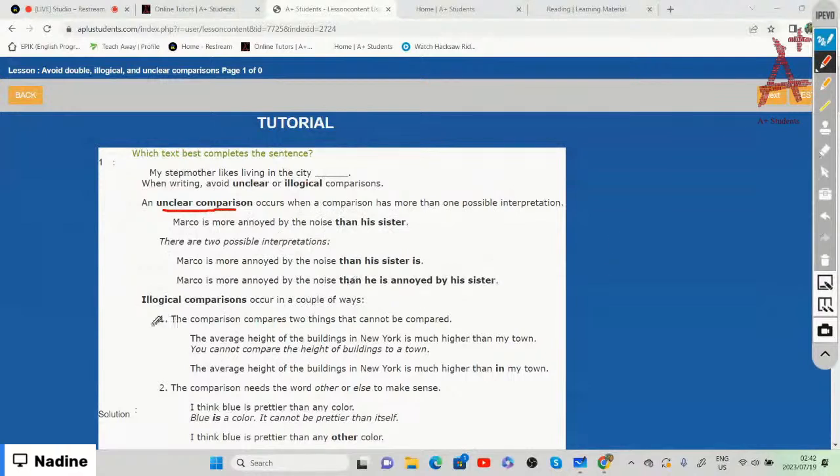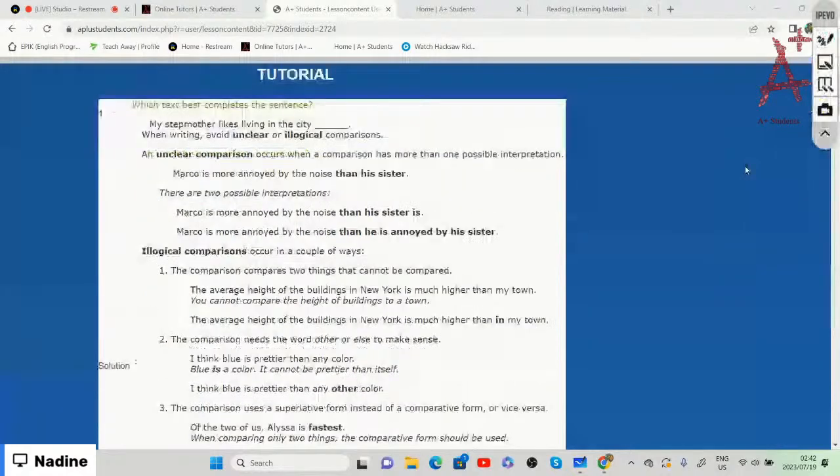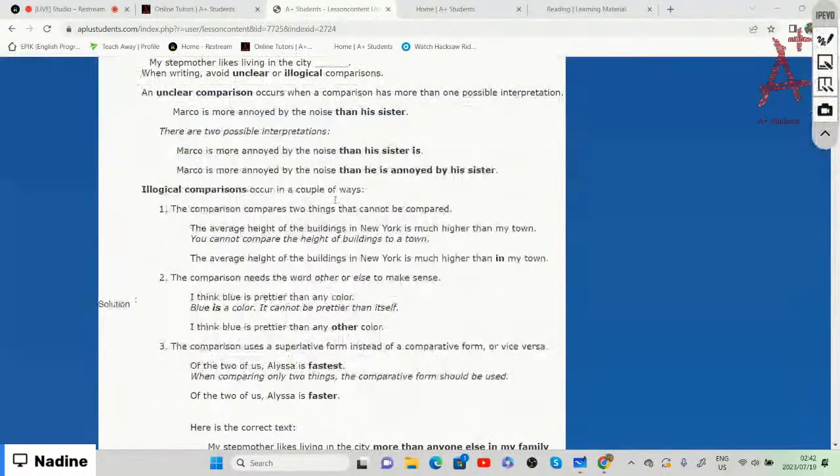Then we have illogical comparisons, meaning it is not logical. Illogical comparisons occur in a couple of ways. Firstly, the comparison compares two things that cannot be compared. It's as if you are comparing something that is not even supposed to be compared.